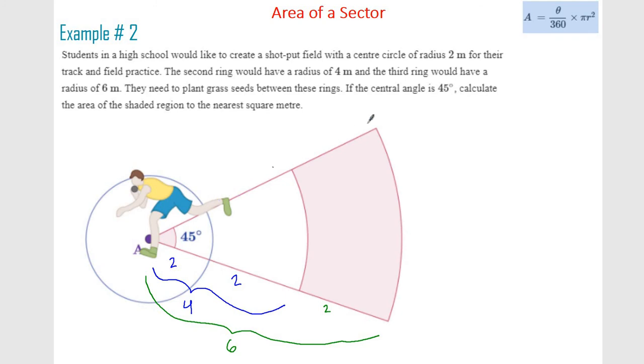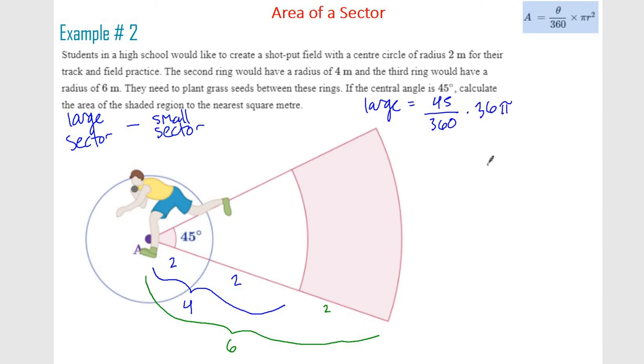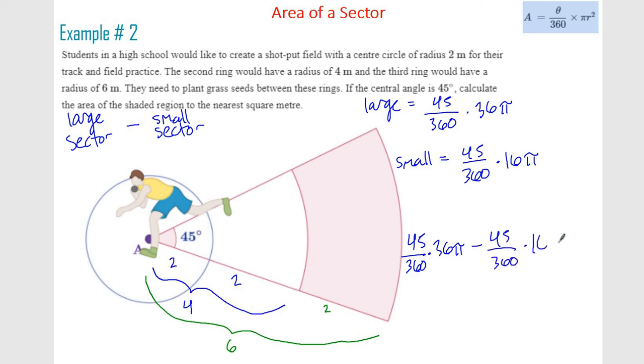So the area of the large sector minus your small sector. The large one would be 45 out of 360, because that's how big the angle is of the whole circle. The radius is 6, so 36 pi, r squared. And then the small one would be 45 over 360 times, well, the radius of the small one is 4, so that would be 16 pi. So we do 45 over 360 times 36 pi minus 45 over 360 times 16 pi.